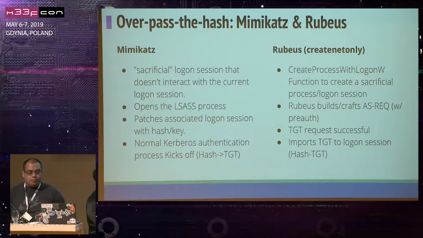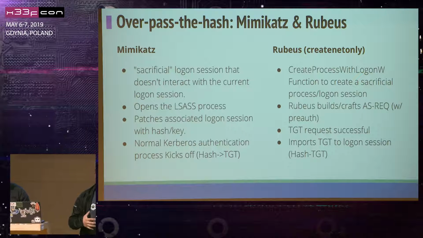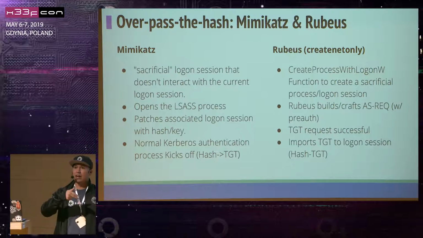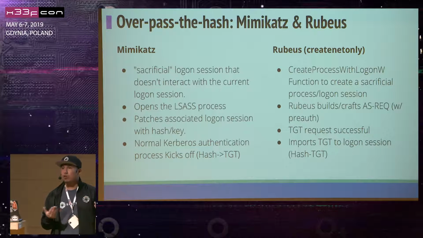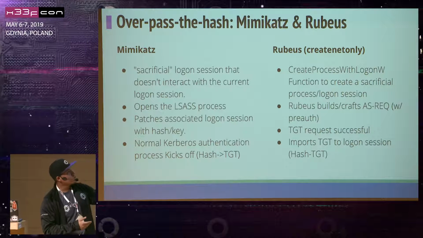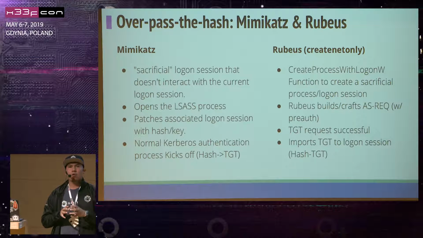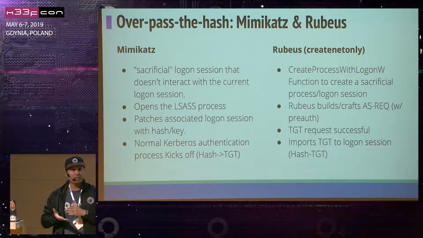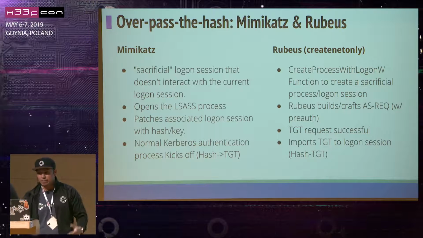We have sacrificial logon sessions being created by Mimikatz when it does the overpass the hash. The reason it does that is because it doesn't want to deal with the current logon session, so it creates a sacrificial logon session. It injects the hash into LSASS, pointing to that session, and then that pretty much kicks in the whole Kerberos authentication process. With Rubeus, you have a similar concept, but Rubeus does not touch LSASS, does not want to deal with that, and crafts the whole packets to request a ticket, gets the ticket back, parses it, and then imports it to the sacrificial logon session. So it doesn't let LSASS do it.